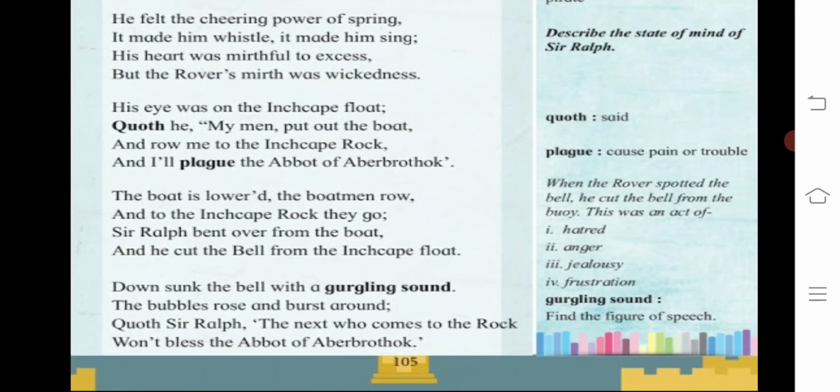Describe the state of mind of Sir Ralph. Quoth means said. Plague means cause pain or trouble. When the rover spotted the bell, he cut the bell from the buoy. This was an act of, you have to find whether hatred, anger, jealousy, or frustration. Gurgling sound, you have to find out the figure of speech.